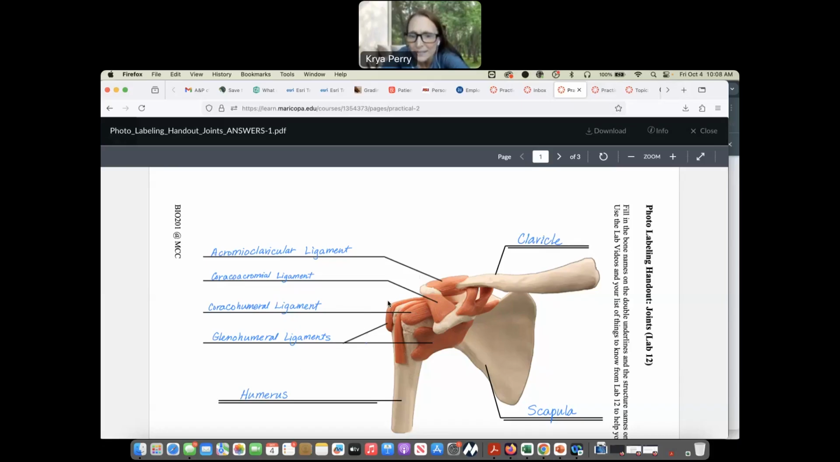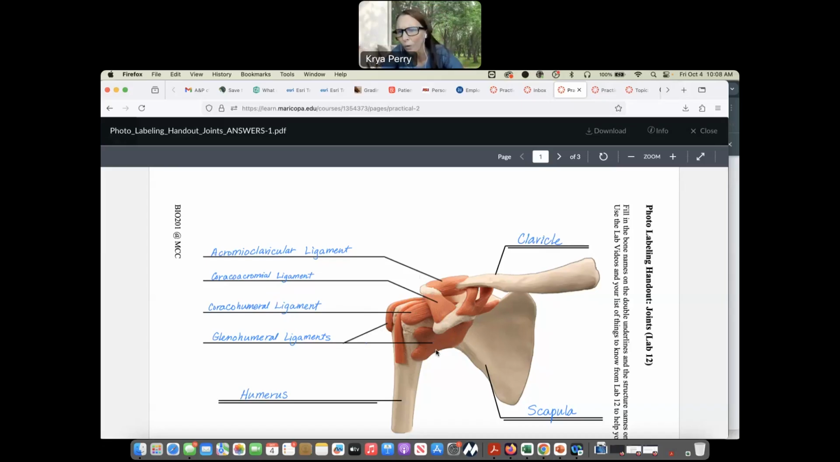Here you're going to see this ligament is separated into two parts. Because the glenohumeral ligament is giant, it basically goes from most of that glenoid cavity, across the top of it, to the humerus. So again, that's called the glenohumeral ligament.